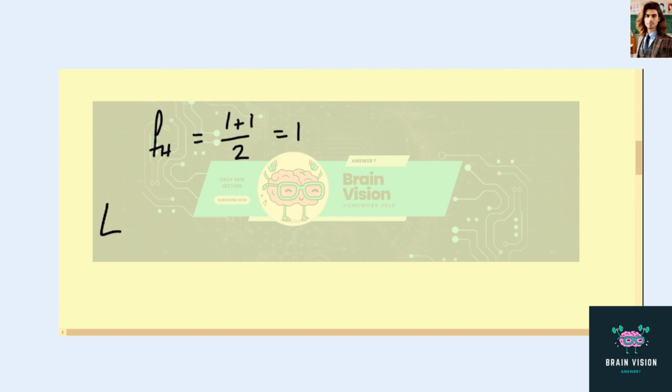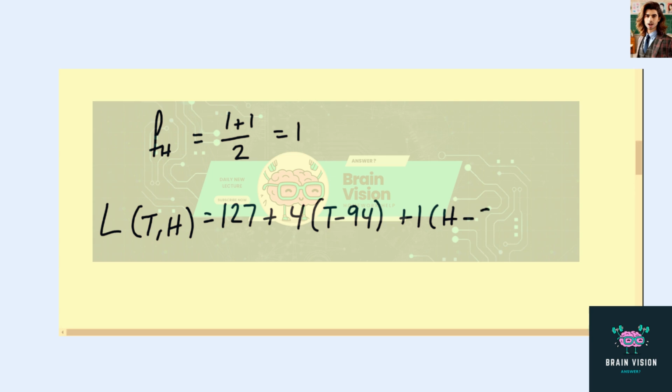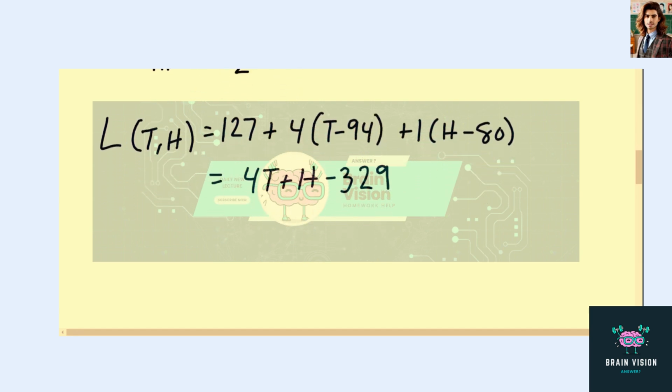Okay, so that means our linear approximation at t and h is equal to 127 plus 4 times t minus 94 plus 1 times h minus 80. Okay, well this ends up being equal to 4 times t plus h minus 329. So the estimated heat index is going to be this.